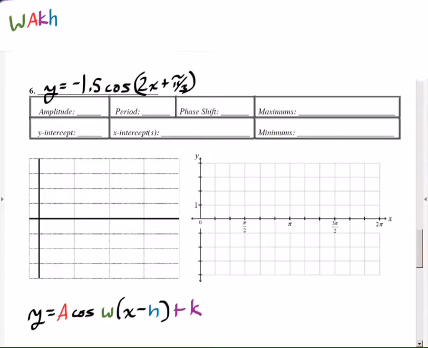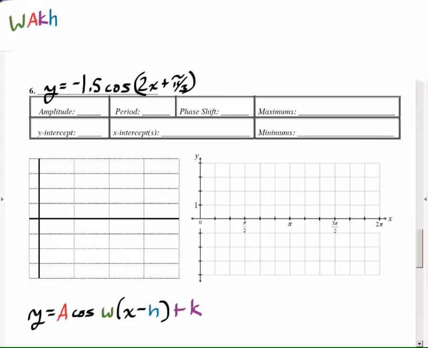Now, before we get started, though, what is weird about this function when we compare it to our template down here? Okay, there's no K. All right. Now that's not that bad. That just means it doesn't move up or down, right? Now there's something else. W. What about the W? It's not there.